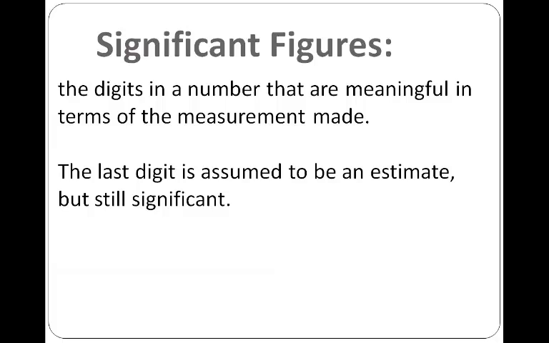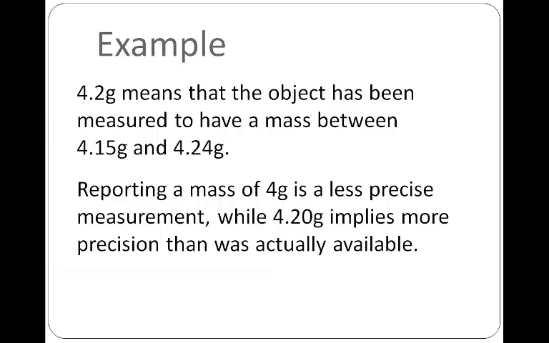Okay, significant figures. Significant figures refers to the number of digits in a number that are meaningful in terms of the measurement made. So the last digit is assumed to be an estimate, but it's still a significant digit. So let me give you an example of what I'm talking about. If I said I had an object that was 4.2 grams, what that means is because of rounding, it has an actual mass of somewhere between 4.15, anything 4.15 and bigger would round up to 4.2, and 4.24 or smaller would round down to 4.2.